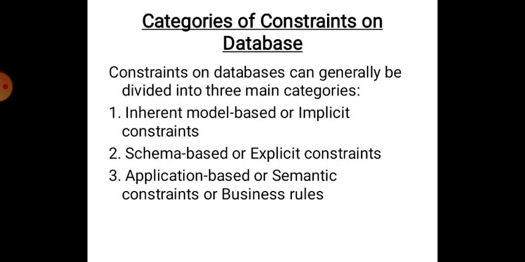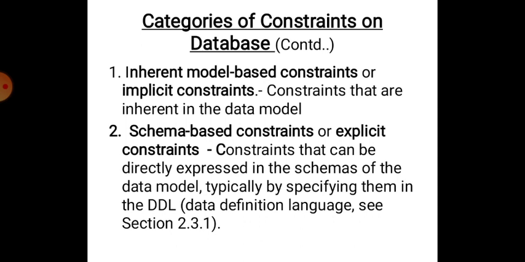Categories of constraints on the database. Constraints on a database can generally be divided into three main categories. First, inherent model based or implicit constraints. Second, schema based or explicit constraints. Third, application based or semantic constraints or business rules. Now, we'll study the categories of constraints in more detail. Inherent model based constraints or implicit constraints are constraints that are inherent in the data model.